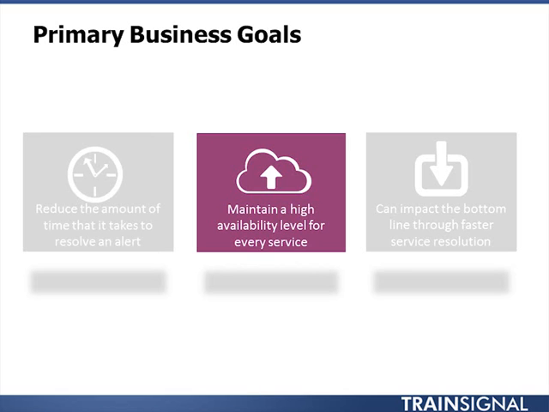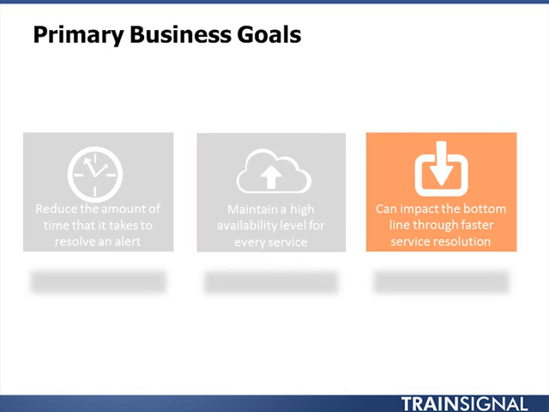Tasks can help you maintain a high availability level for every service. So let's say a service quits unexpectedly and it's a service that's been identified as critical. You can tell Operations Manager to proactively go, well, I guess reactively in some ways, but proactively to you, go and attempt to restart that service. Basically, this can impact the bottom line through faster service resolution. Anytime you can resolve an issue faster and easier, the company is saving money.